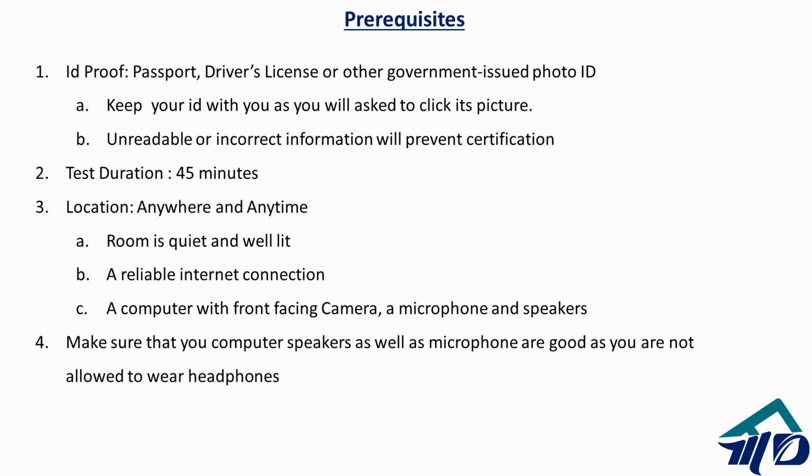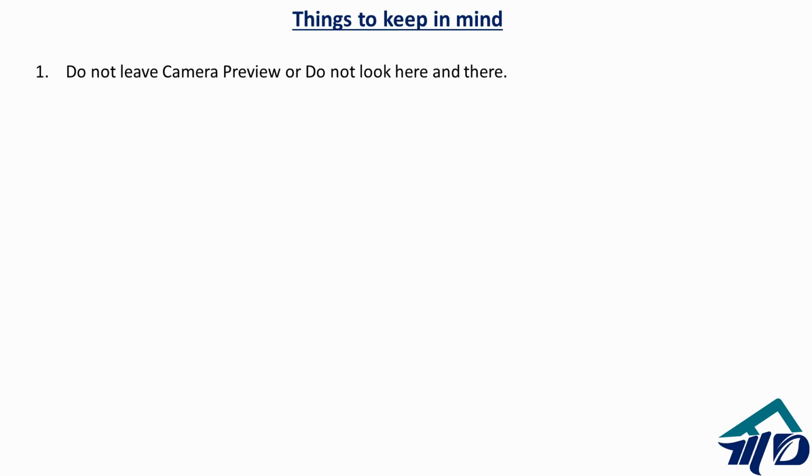So these were the prerequisites. Now let's jump on to some do's and don'ts. The very first thing is that do not leave camera purview. Do not look here and there. If you think you can just take a break of 2-3 minutes and look here and there, then what would happen? They will invalidate your test or they will not certify you. So you just need to look at your test screen or in the camera. That's all.